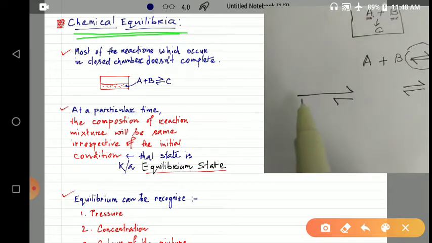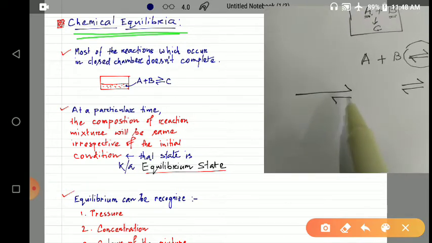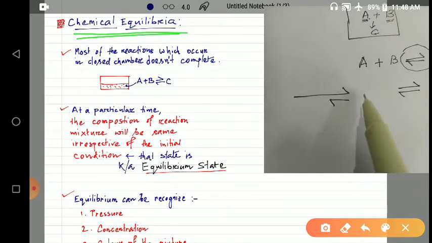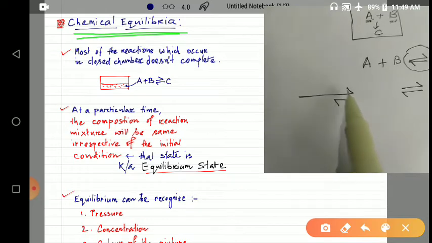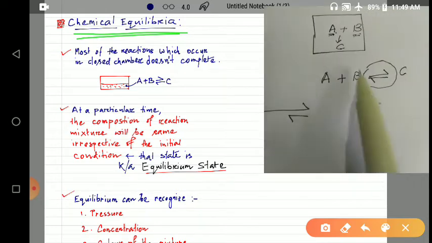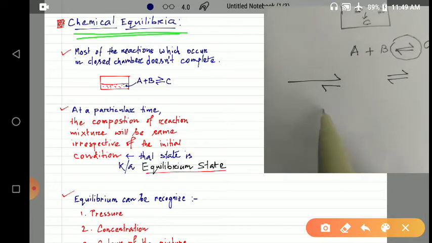In some examples you may see a symbol like that, and this is also a reversible reaction, but here the forward reaction rate will be higher than the backward rate. That means you will get more product than reactant, and the backward reaction will be very small. You may also see this other type of symbol, and this symbol represents that the forward reaction rate will be lower than your backward rate.